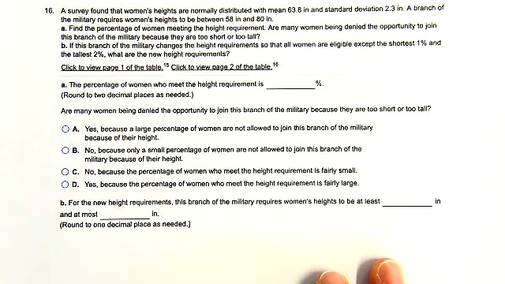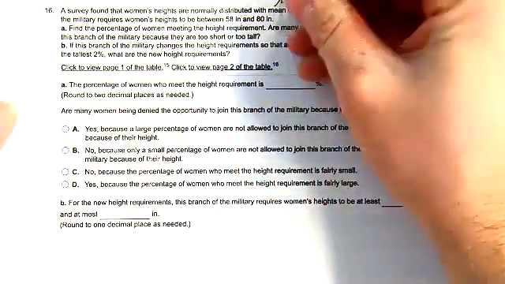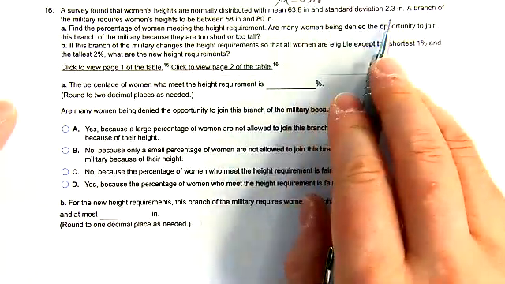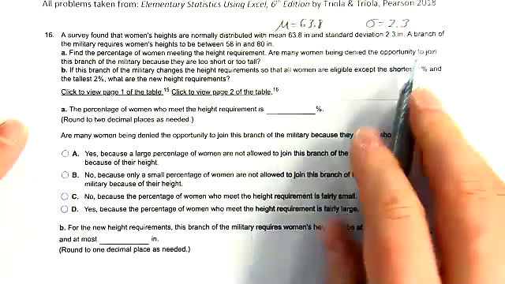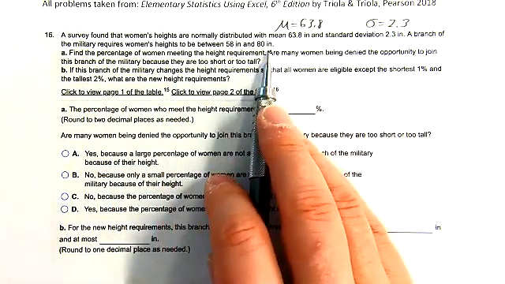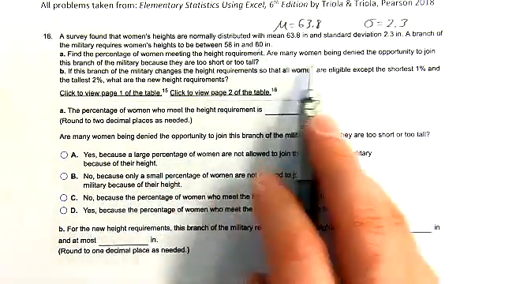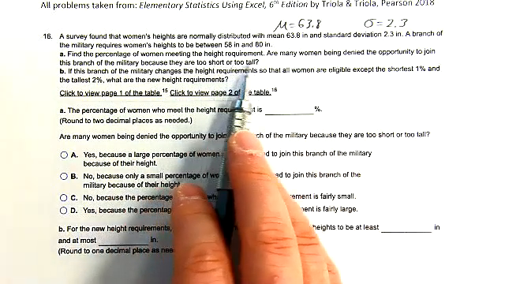Okay, 16. A survey found that women's heights are normally distributed with a mean of 63.8, so mu is 63.8, and a standard deviation of 2.3. So sigma is 2.3. A branch of the military requires women's heights to be between 58 inches and 80 inches. Find the percentage of women meeting the height requirement. Are many women being denied the opportunity to join this branch of the military because they are too short or too tall?